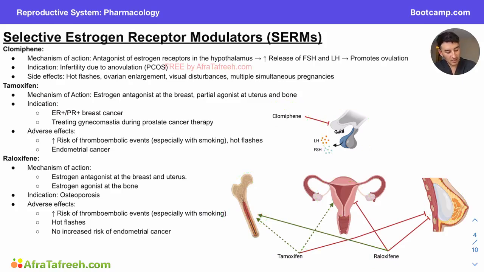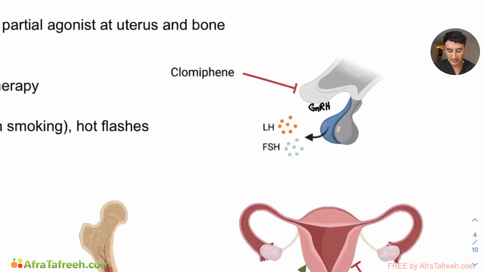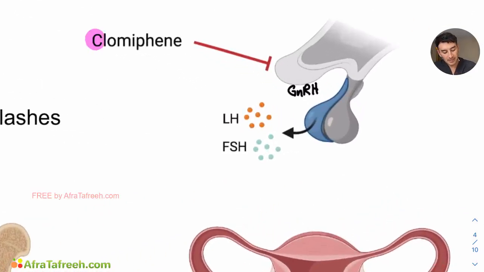So let's start off by talking about clomiphene, and clomiphene is going to be a drug that we use in patients who are suffering from infertility due to anovulation. So let's get into the mechanism of action. It is going to be an antagonist of estrogen receptors in the hypothalamus. So let's go ahead and zoom in and take a closer look at this. Here is our hypothalamus. I'm going to highlight clomiphene in pink, and it is performing antagonism of estrogen receptors at the level of the hypothalamus.